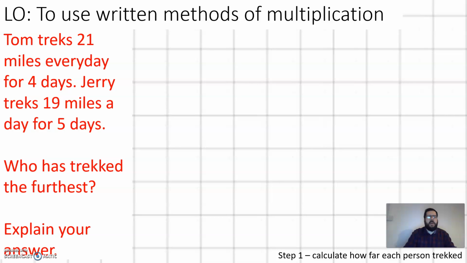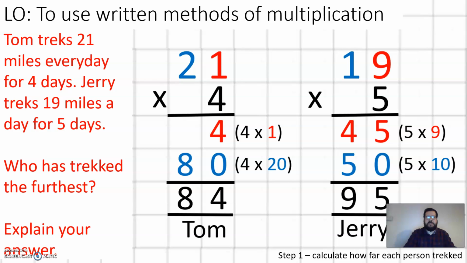Tom treks 21 miles every day for 4 days. Jerry treks 19 miles a day for 5 days. Who has trekked the furthest? Explain your answer. So the first thing I need to do before I can go anywhere near answering this question is figure out how far Tom has gone and how far Jerry has gone. So for Tom, I do 21 times 4, and for Jerry, I do 19 times 5. And you can see through using the expanded method, I've got Tom coming out at trekking 84 miles, and Jerry has trekked 95 miles.